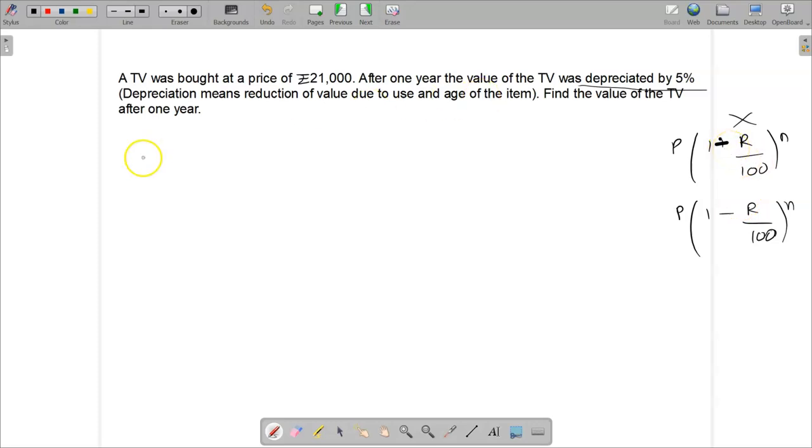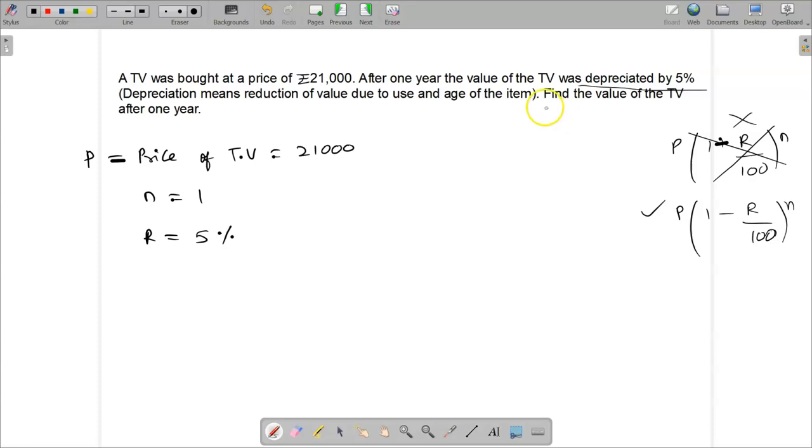So here the price of the TV is given as 21,000. So the P value is the price of the TV, 21,000. After 1 year they are saying, so n is equal to 1 here, and the depreciation percentage is 5%. So R here is 5%, and again as I said, since it is a reduction we have to use this formula. So we have to find the value of the TV.